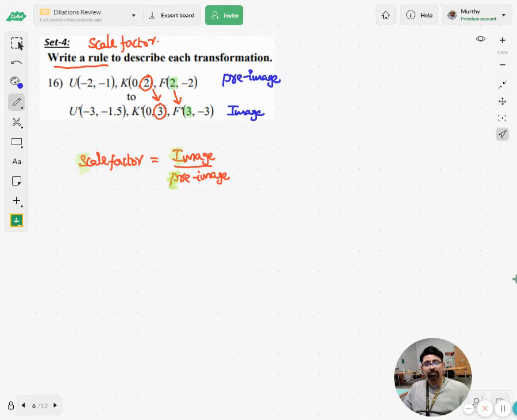You can choose any one value from the given coordinates. So image, I'm taking, say, here 3, and pre-image, the corresponding value is 2. 3 over 2. You may leave it as it is, or if you want to express it as a decimal, that is 1.5. So this is the scale factor. When some coordinates are given, this is how we compute.